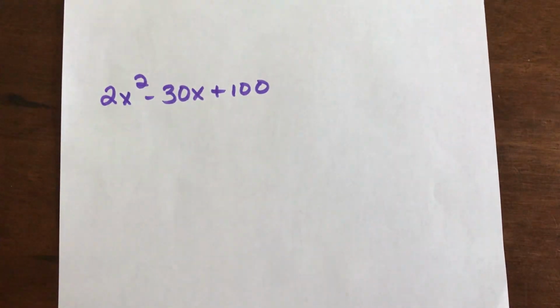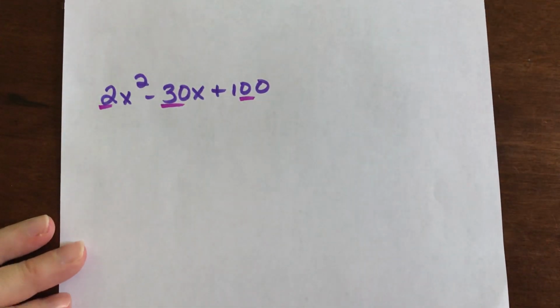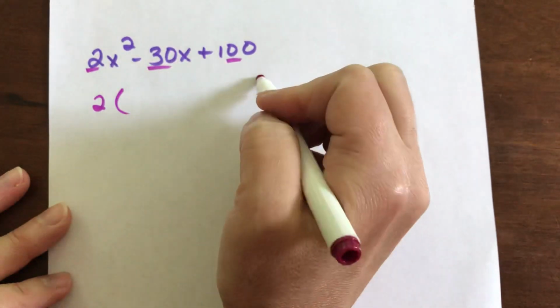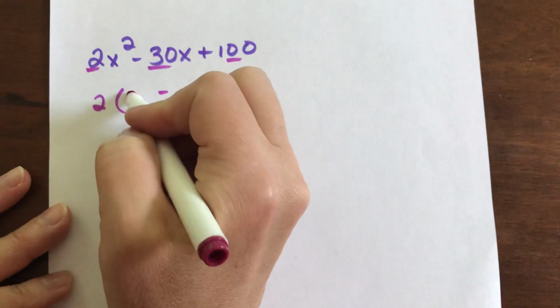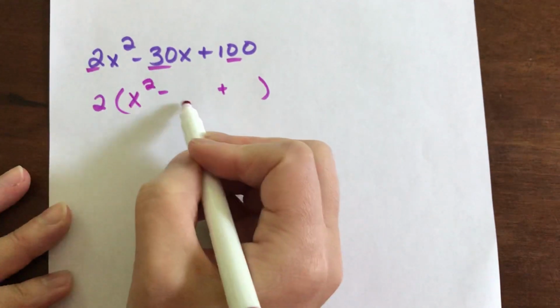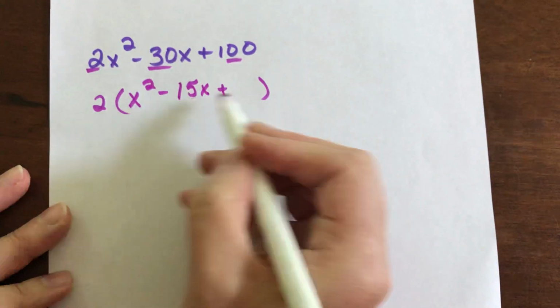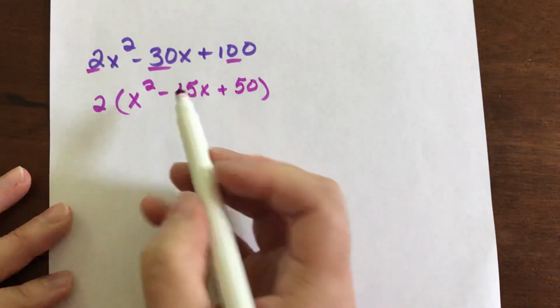Do you notice if there's a common factor for all 3 of this one? 2, negative 30, and 100. Yes, what is it? Good, 2. So I'm going to pull the 2 out. I'm going to do the backwards distributive property. And then 2 times what is 2x squared? x squared. 2 times what's going to be that negative 30x? That's going to be a negative 15x. And then 2 times what is 100? Well, that's going to be 50. Ding, ding, ding, ding. Look.